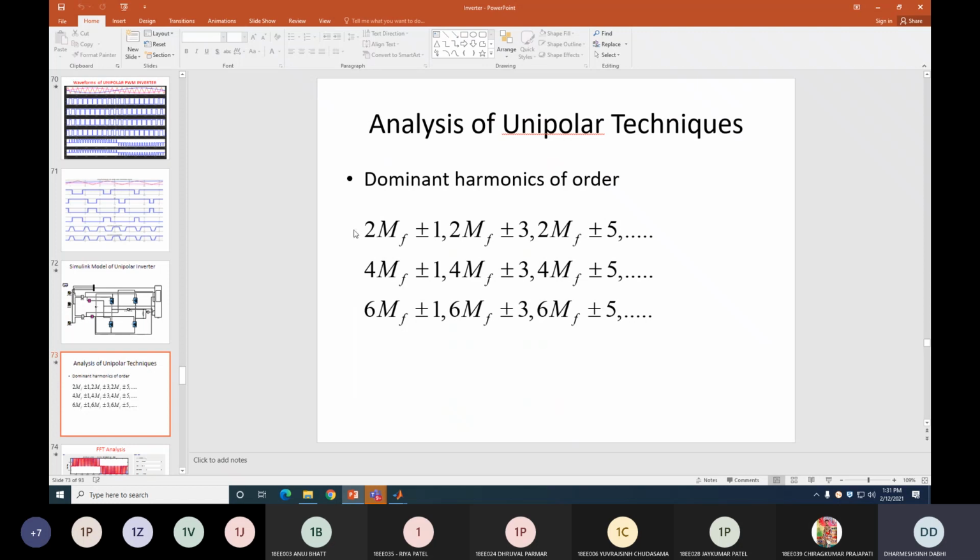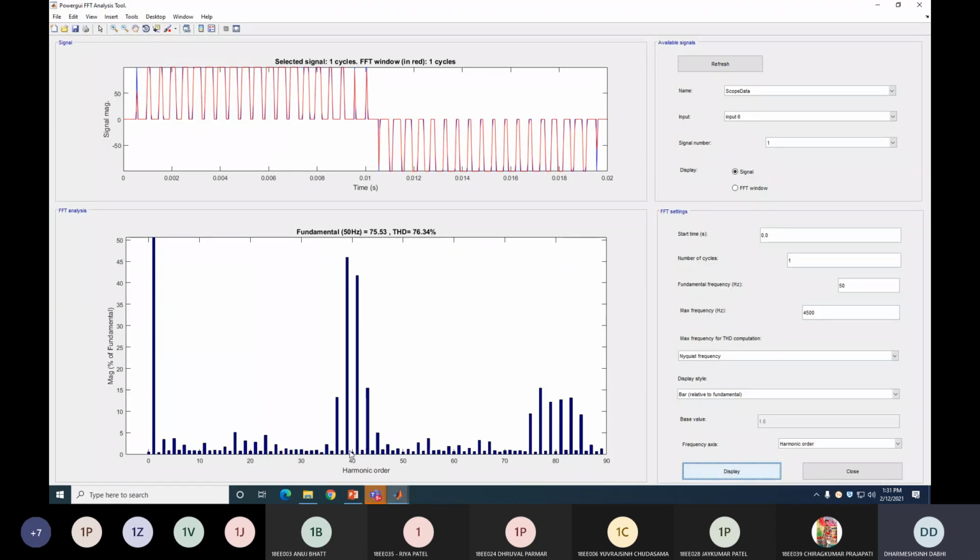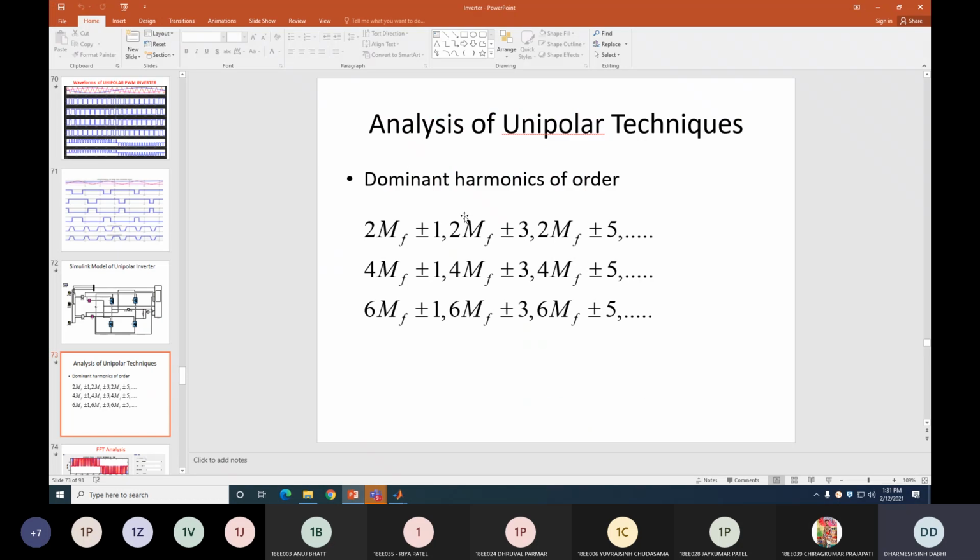Then here in the theory it says the first dominant order harmonic is 2MF plus minus 1. So here MF is 20. So 20 into 2 plus minus 1 is 39 and 41. So here we prove by the simulation also that the first dominant order harmonic is 2MF plus minus 1. In this case it is 39 and 41. Clear with me? Same way, next is 2MF plus minus 3, it is 37 and 43.